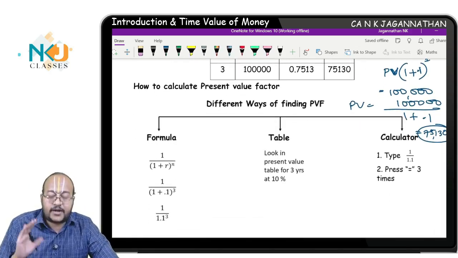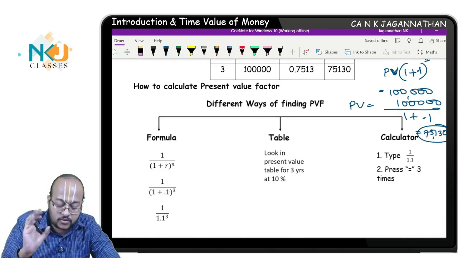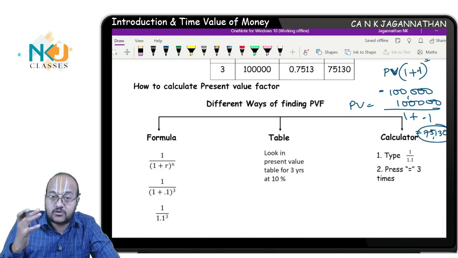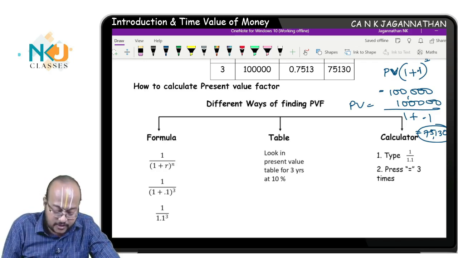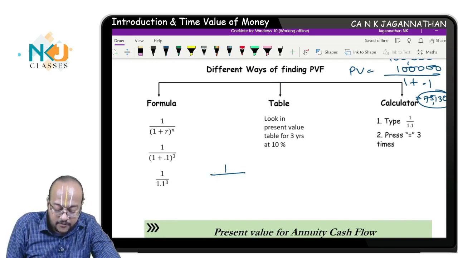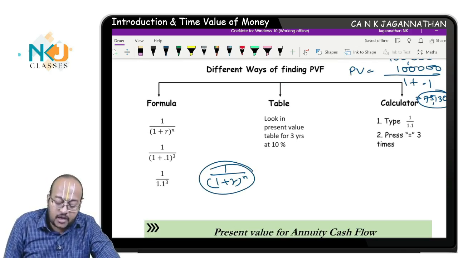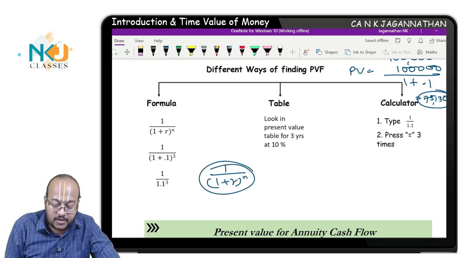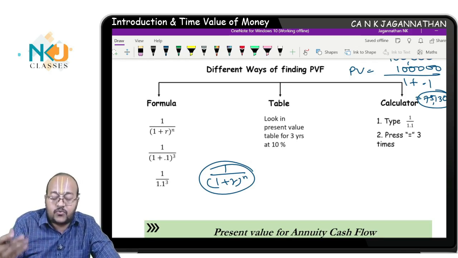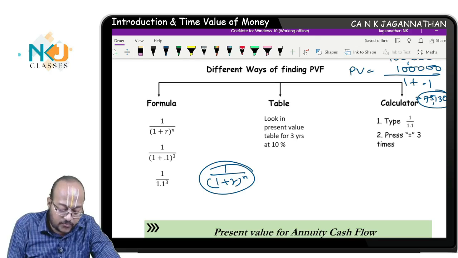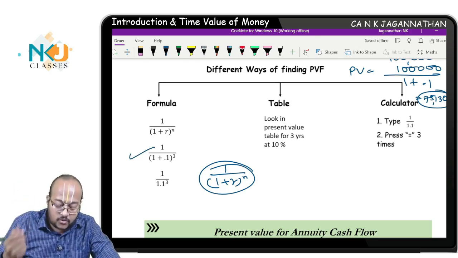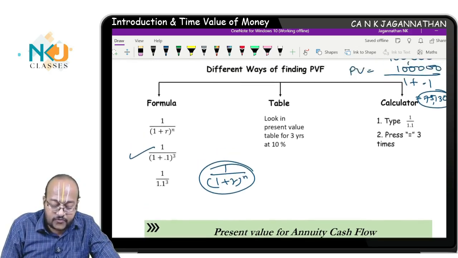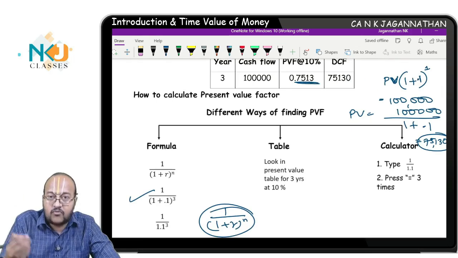What is this present value factor? How to find the present value factor? There are three ways to find it. First, a very simple formula: 1 divided by 1 plus r raised to the power n will give you the present value factor. If you want to find it for 1 year, you replace n with 1. In this case we want it for 3 years, so 1 divided by 1.1 raised to the power 3 will give you the present value factor for 3 years, 0.7513.